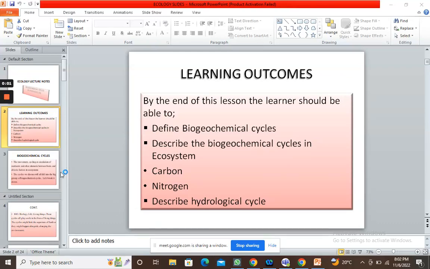Abiotic factors. At another time they are in biotic factors, and also in another time they are either in the land or in the atmosphere. So let's see what we have in the slide.